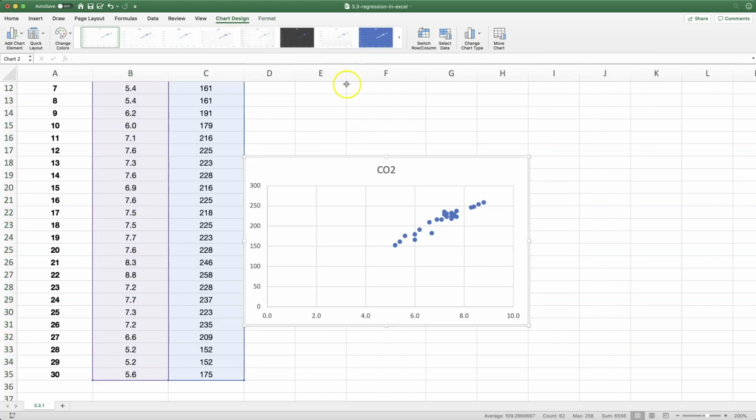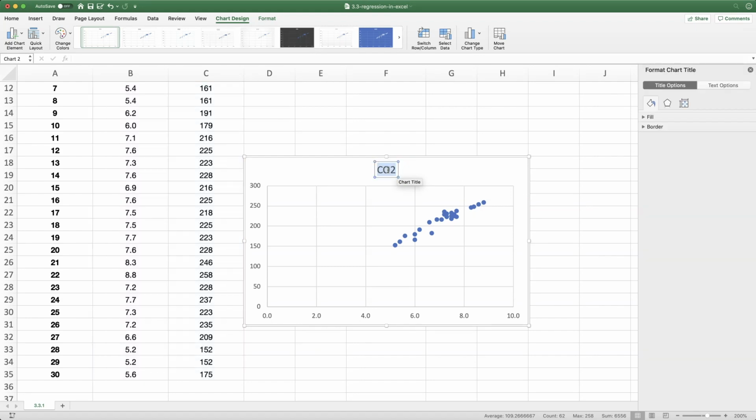Looking at the scatter plot, we notice that the X values go up, the Y values go up, and they appear to follow a linear relationship. Double-click the title and give this plot a more descriptive name. I'm going to go with Car Emissions versus Fuel Consumption.